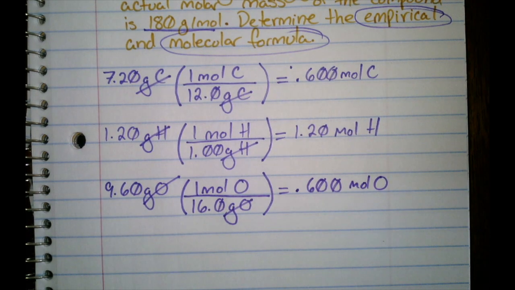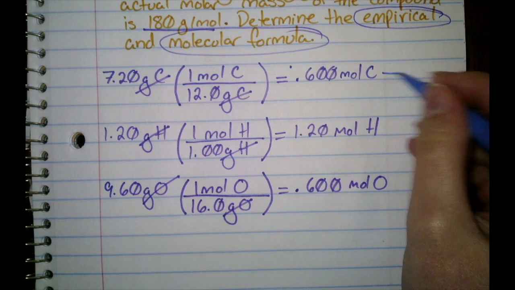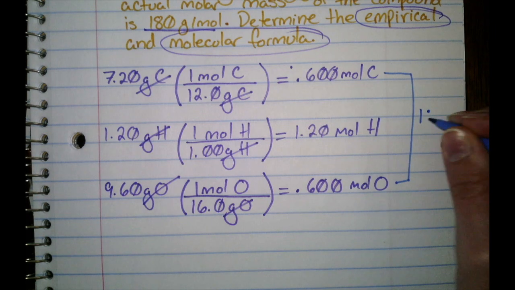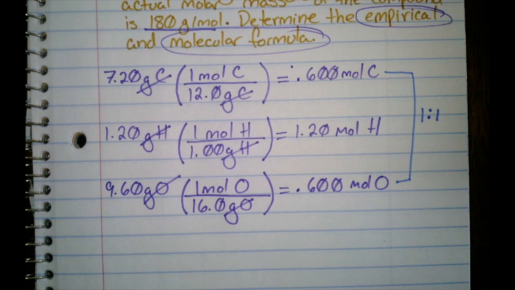All right, so now we need to look at our ratios to determine the empirical formula. If we look here, carbon and oxygen have the exact same number of moles. That means the ratio of carbon to oxygen in this compound is 1:1.